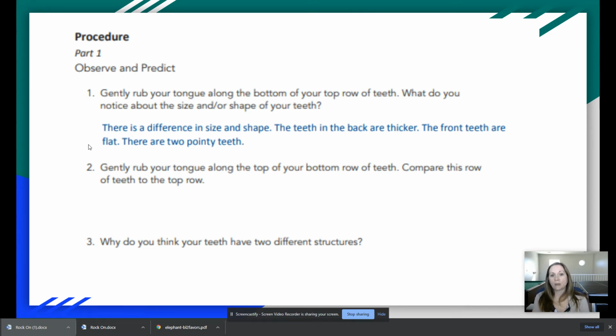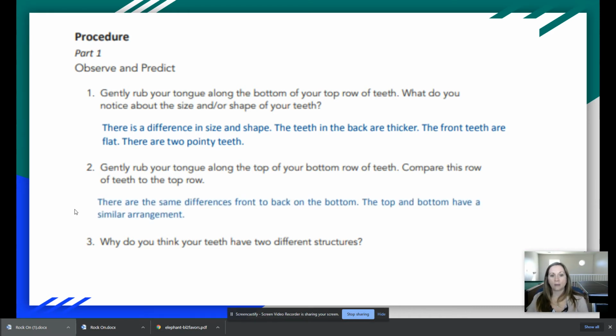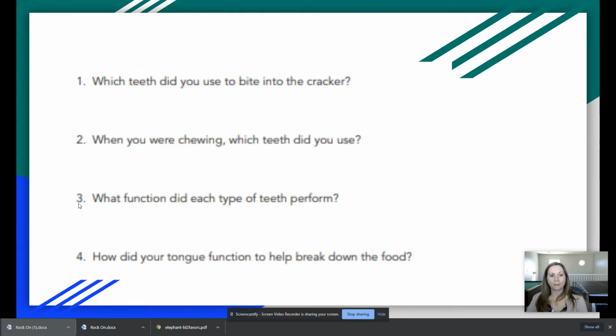Then you were to gently rub your tongue along the top of your bottom row of teeth and compare this row of teeth to the top row. What you should have found is that they were pretty similar. There are the same differences front to back on the bottom. The top and bottom have a similar arrangement. And then why do you think your teeth have 2 different structures? Well, the thinner pointed teeth are for tearing, and the flatter teeth are for mashing and grinding, which you need both when you are eating.